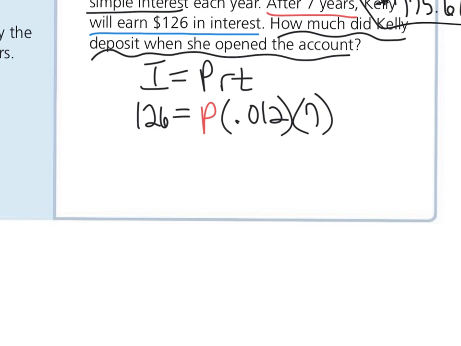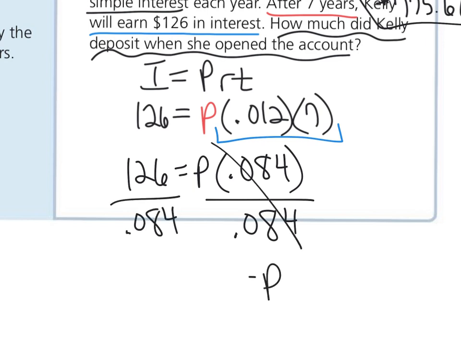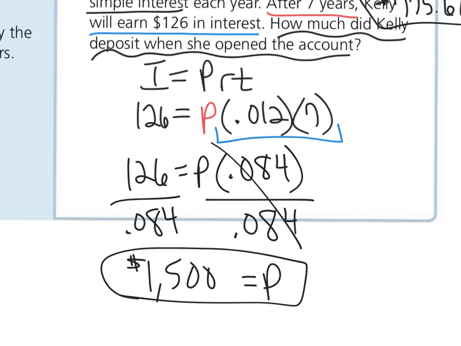So in this case, we are going to simplify a little bit on the right side of the equation. If you multiply 12 thousandths times 7, you get 84 thousandths. So finally, to solve for the variable, it's being multiplied by a number. We need to divide by that number on both sides of the equation. So it cancels out over there. And then we divide that out, and that should be $1,500. So that means she deposited $1,500.